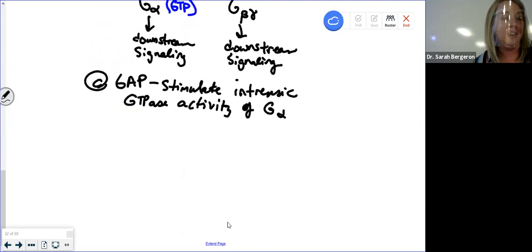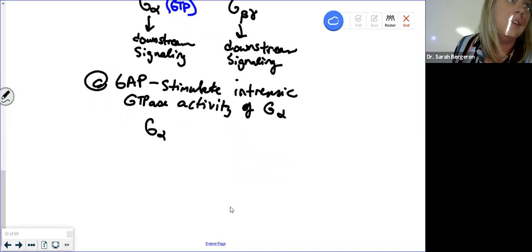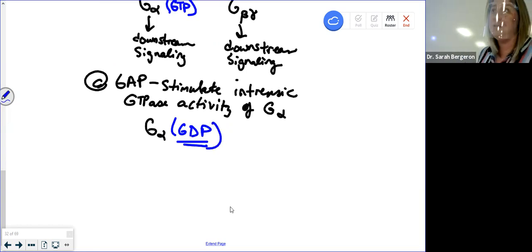Okay. So what happens? Now I have G alpha, and is it bound to GTP or GDP? Now it's bound to GDP, because I hydrolyzed GTP to GDP. So what did I do? I just hydrolyzed a phosphate group. Okay, now what?